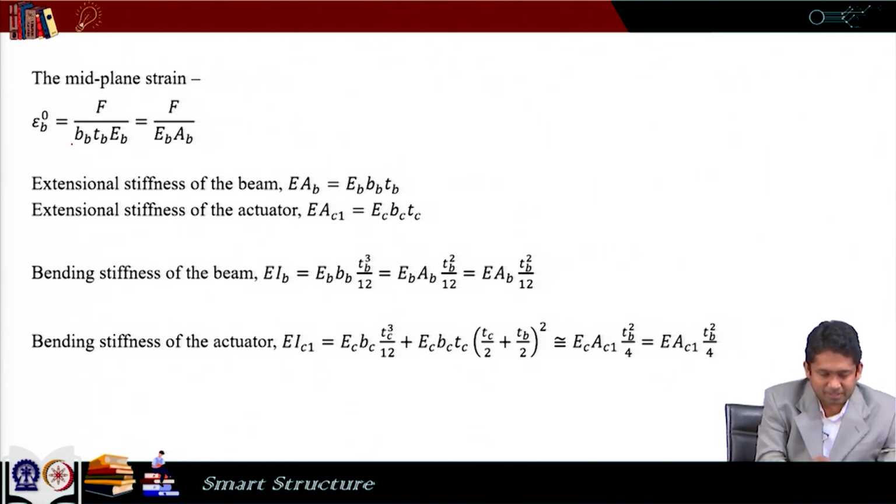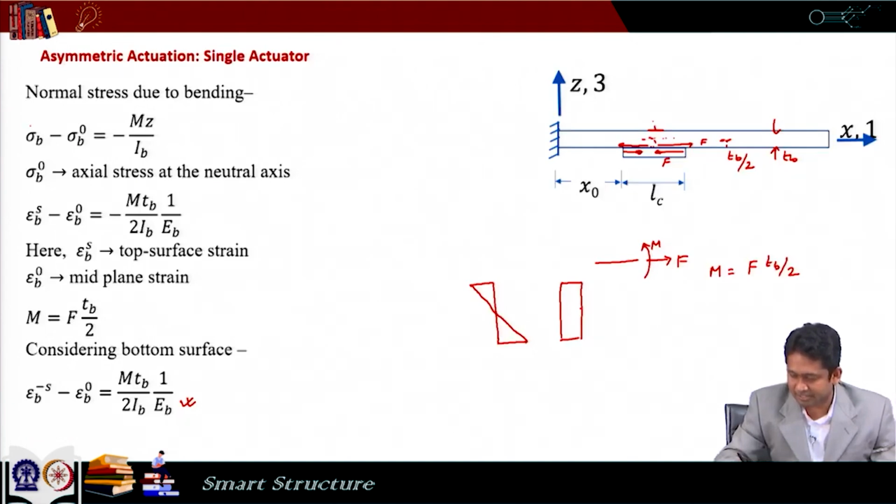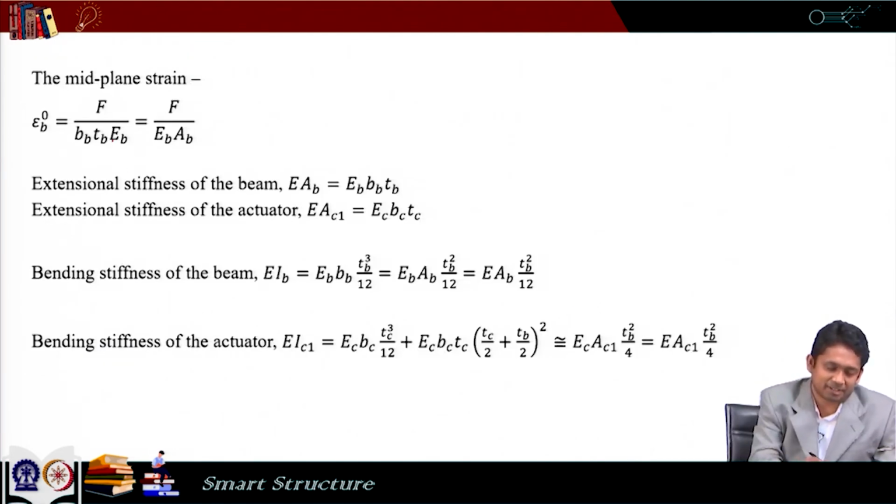And the mid plane strain, mid plane strain means this strain, is constant over our thickness, and that is the strain due to this axial force F. We know that the stress due to the axial force F is F divided by the cross sectional area of the beam, and then if I divide that further by the elastic modulus of the beam, that gives me the mid plane strain, which is this.